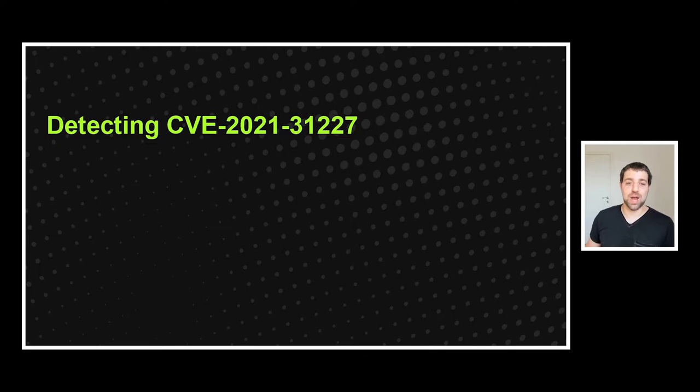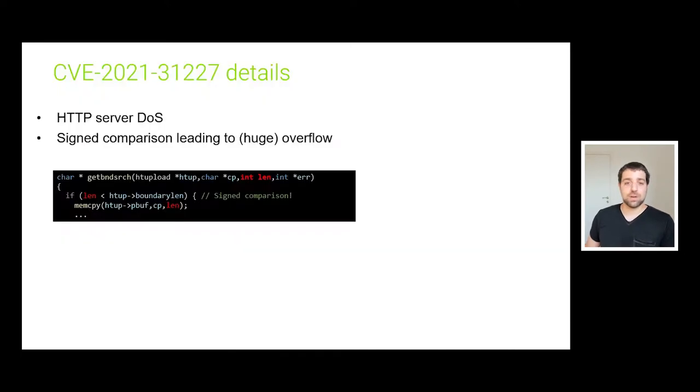All right, so now let's put everything together and see how we detect one of the INFRA HALT denial of service CVEs with all the techniques that we showed before, with the automated techniques. Okay, so just to start, some details about this CVE. It's an HTTP server denial of service. And the problem here is that there's a signed comparison that leads to a very big overflow.